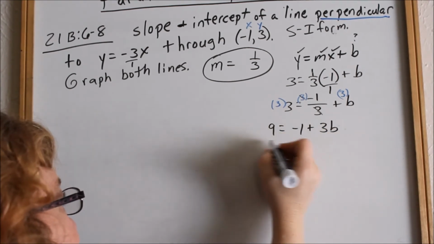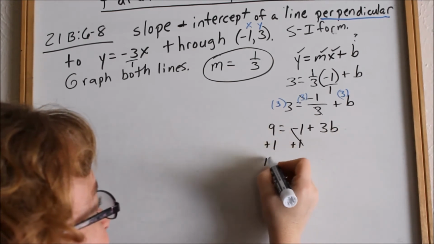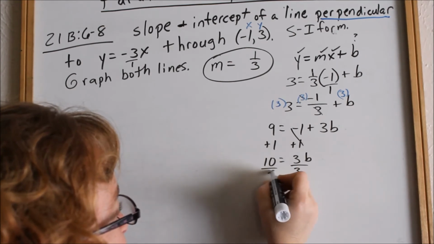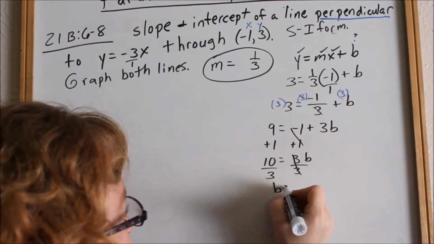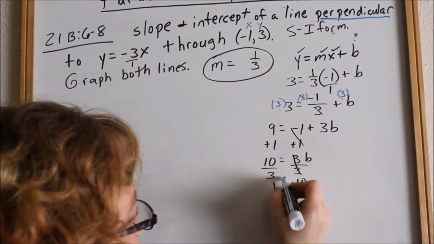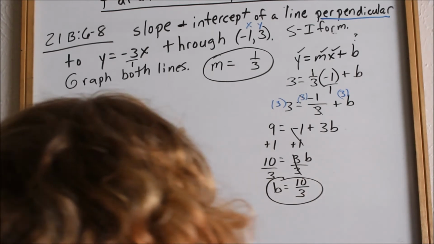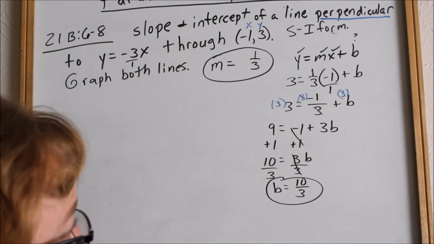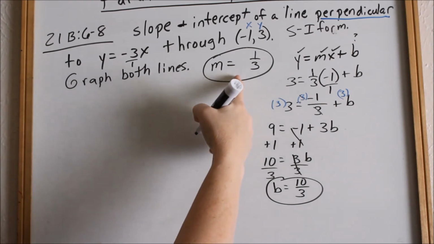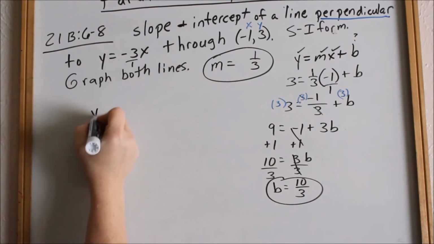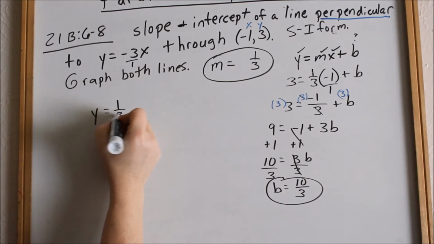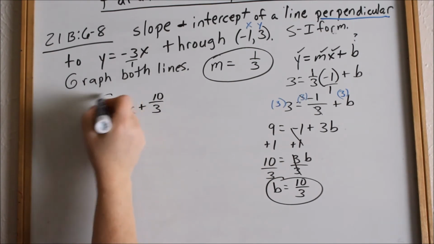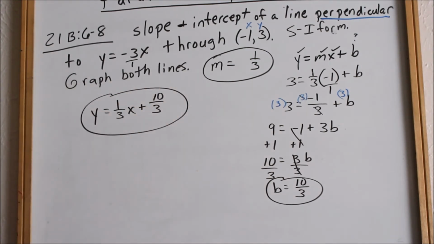Solving for b, add 1 to both sides, so it would be 10 equals 3b, divide both sides by 3, so b equals 10/3. So that's one of my answers. Then it says, put the new line in slope-intercept form. Well, I know my slope and I know my y-intercept, so now I can say y equals 1/3 x plus 10/3. That is my slope-intercept form.